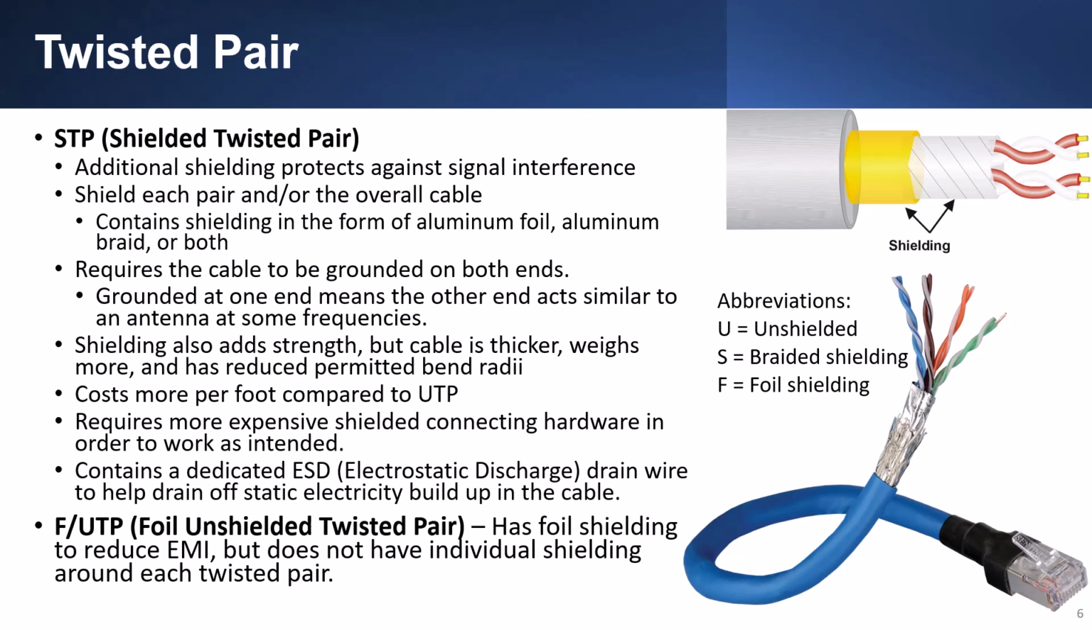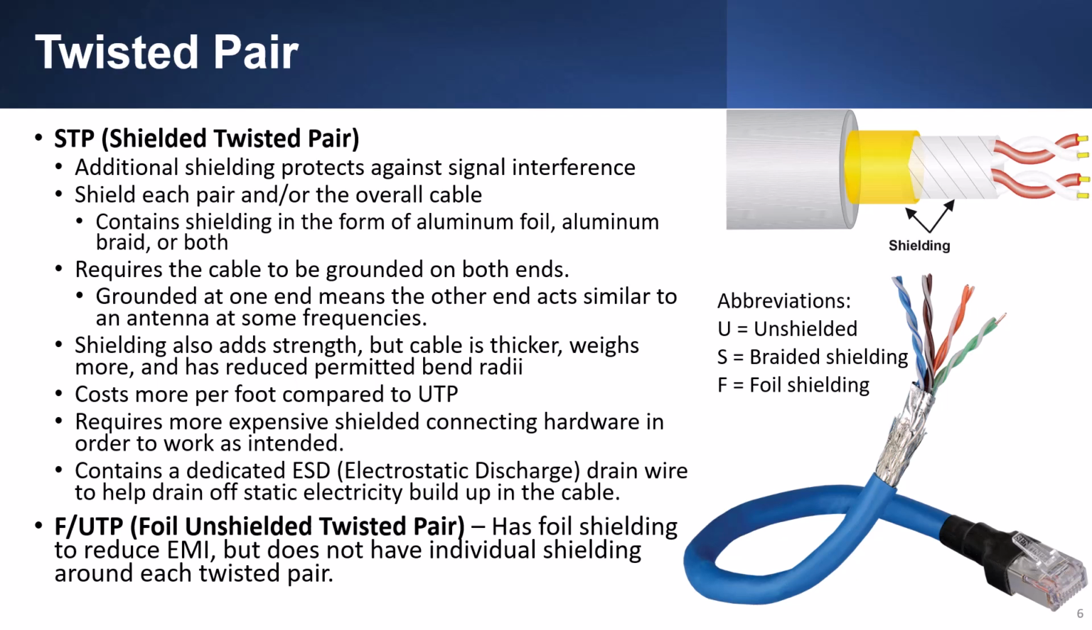While shielding also adds strength, the cable is thicker, weighs more, and has reduced permitted bend radii. It costs more per foot compared to UTP, and it requires more expensive shielded connecting hardware in order to work as intended. It contains a dedicated electrostatic discharge drain wire to help drain off static electricity buildup in the cable.